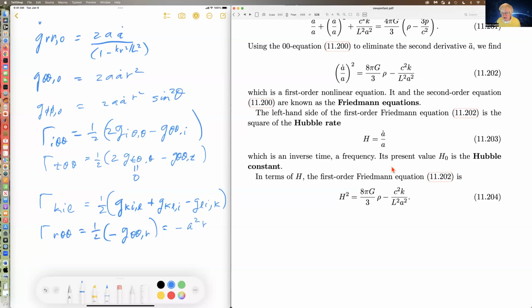The left-hand side, as I said, is the Hubble rate, A dot over A, and the Hubble rate at the present, or the Hubble frequency at the present time, is called the Hubble constant. So this, like so many things in astronomy, is a misnomer, an abuse of language, because the Hubble constant, which is the present value of the Hubble rate, changes from day to day, and so it's not a constant at all.